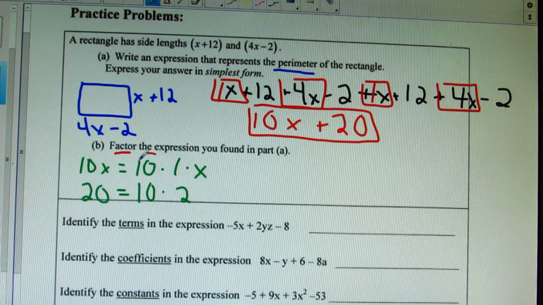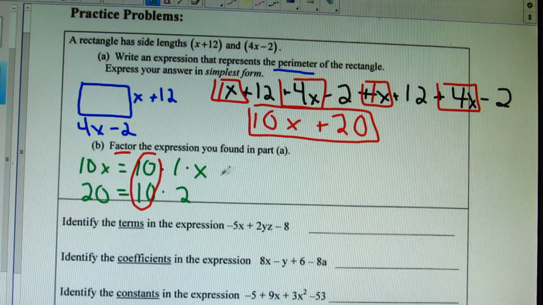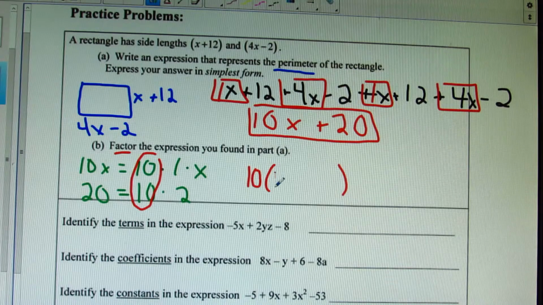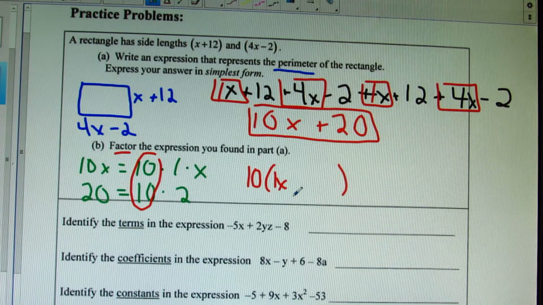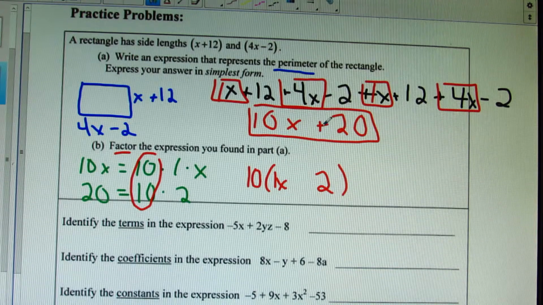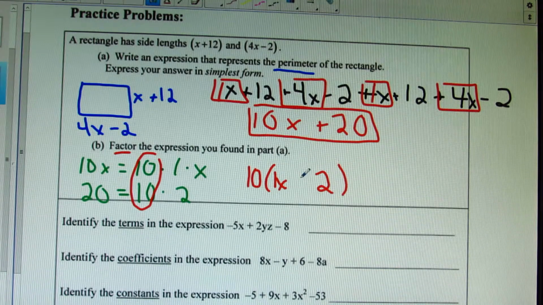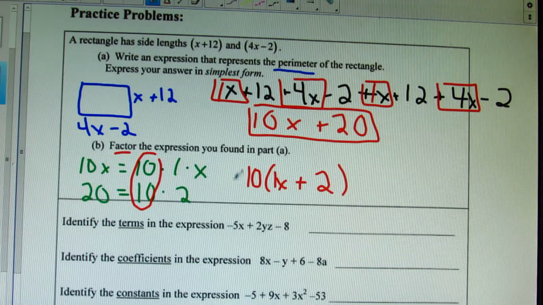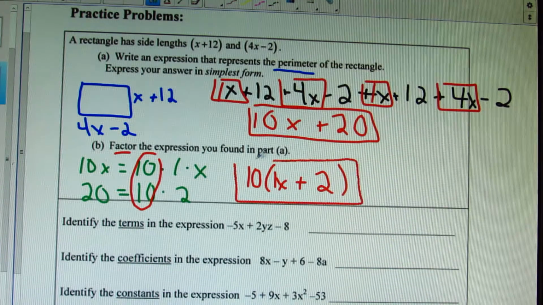Now what I'm going to do is circle what they have in common. And right when I get to this point, the expression is super easy to write. I write the 10 out front, parentheses, like a distributing problem. I write my 1x, which is left over from the first term, and my 2, which is left over from the second term. My original problem had an adding sign, so my final problem will also have an adding sign. And this is my final factored answer.